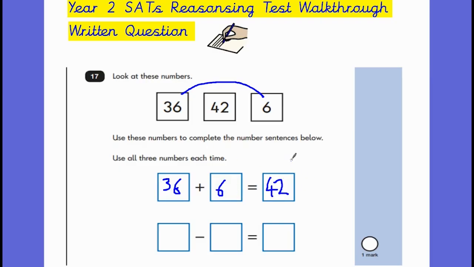Then what usually happens is we can take one of the large numbers, in this case the answer, can come to the front, 42 here. And then if I write, what am I going to have to subtract? Now, it could be either of these. You could do 42 take away 36 is 6, or the easier of the two might be to do 42 subtract 6 is 36. But either way round would still be correct. So you could have 42 minus 36 is 6, 42 subtract 6 is 36. Both of those would be correct.